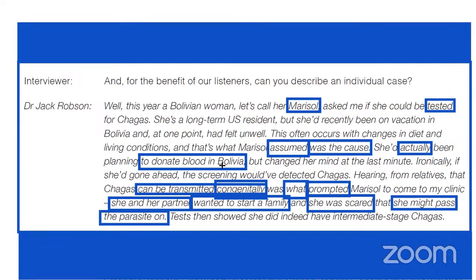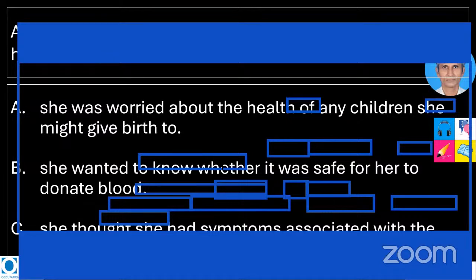So, here, donate blood. She wanted to donate blood, but she changed her mind. She had been planning to donate blood in Bolivia, but she changed her mind at the last minute. So that was not the problem. She's not going to donate blood. Earlier, when she was in Bolivia, she wanted to donate, but now she doesn't want to. That's gone forever. It is ruled out.